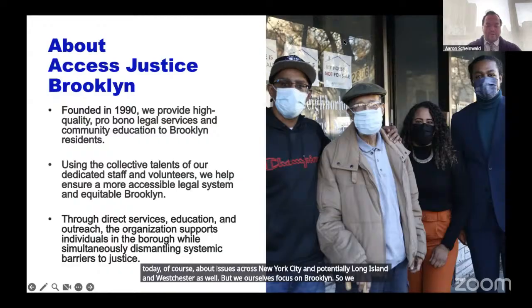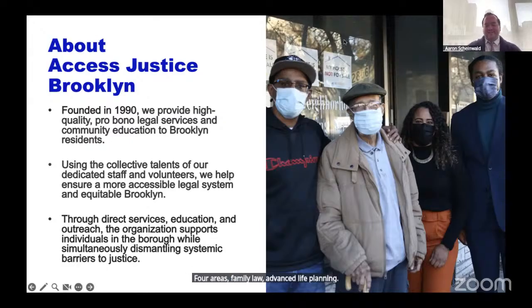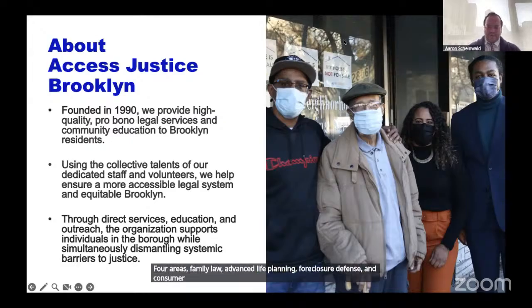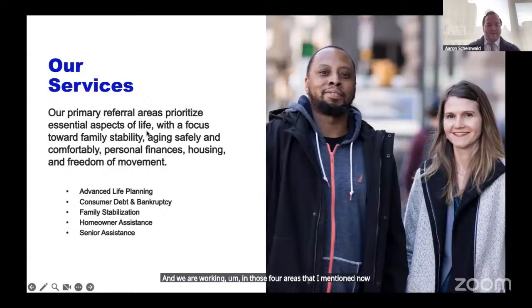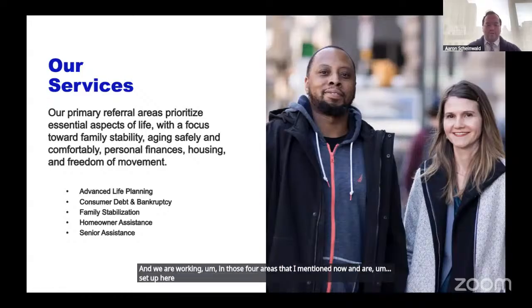So we are working primarily in four areas: family law, advanced life planning, foreclosure defense, and consumer protection, which includes bankruptcy work, to help Brooklyners access a more accessible legal system and ensure greater justice for Brooklyners. So we have direct services that we provide, like through staff attorneys such as myself. We have education, we have outreach, and we are working in those four areas. So we do advanced life planning and senior assistance, which can include things like healthcare proxies, living wills, powers of attorney, and wills, those sorts of things.